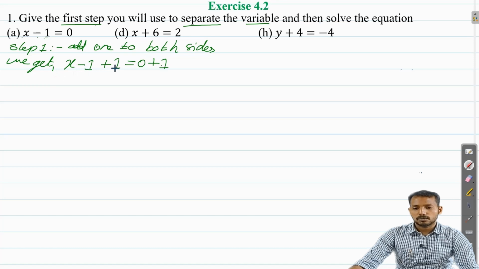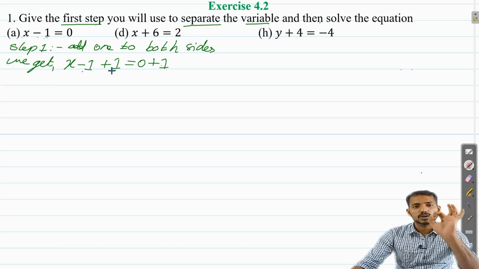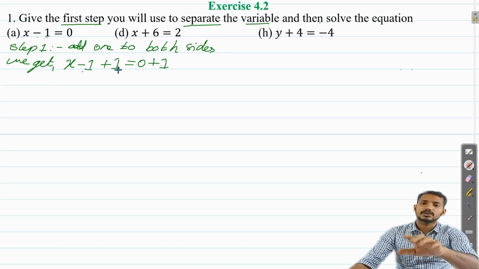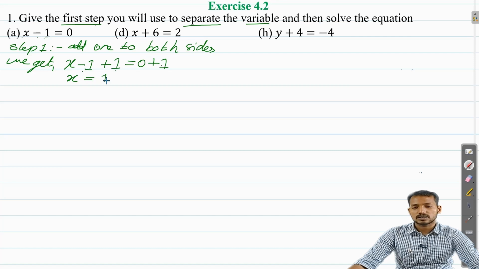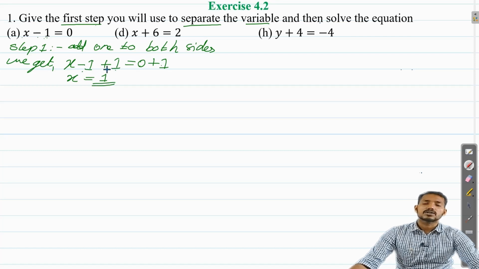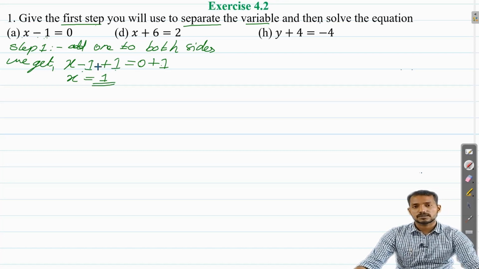That is, minus 1 plus 1 is equal to 0. We already learned how to add positive and negative integers. Or 1 minus 1 equal to 0. That will be eliminated. So the remaining will be x. This will be eliminated. 0 plus 1 is equal to 1. So x equal to 1 is the solution of the equation. Clear?